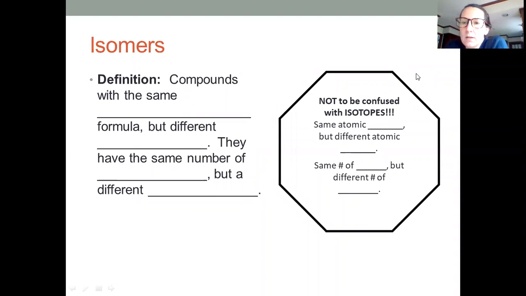Good morning. Today we're going to work on page 5 and 6 in your packet on isomers and how to name organic compounds. So let's get started.